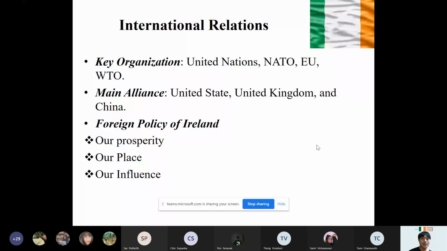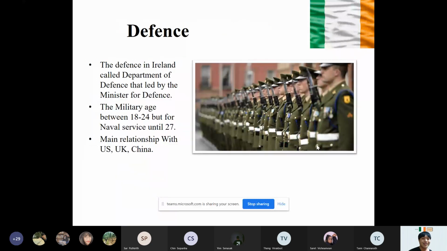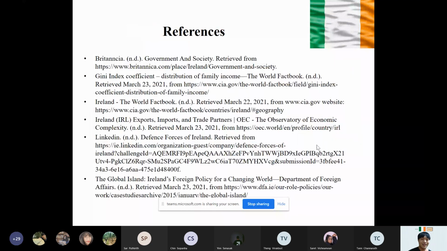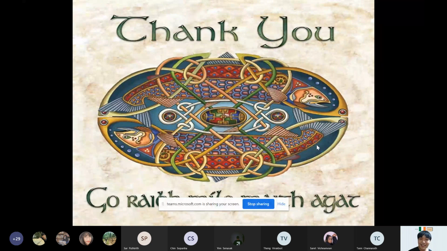We are in many key organizations such as the United Nations, NATO, EU, and WTO. As for our main allies, they are the United States, United Kingdom, and China. In our foreign policy, we go by our prosperity, our peace, and our influence. For defense, the defense in Ireland is called the Department of Defense, led by the Minister for Defense, and our military age is between 18 and 24, but naval service until 27. So the main relationship is with, again, UK, US, and China. These are references, and thank you for listening.